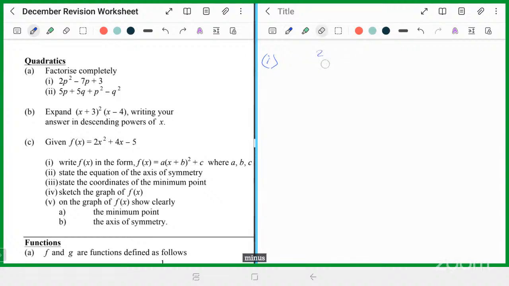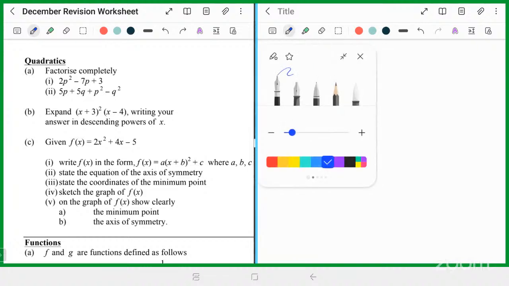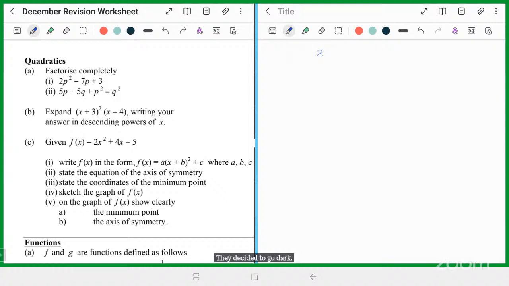Make the pen a little darker. Hold on. Let's make this a little darker. All right, let's go again.